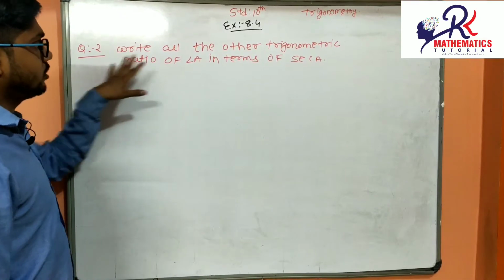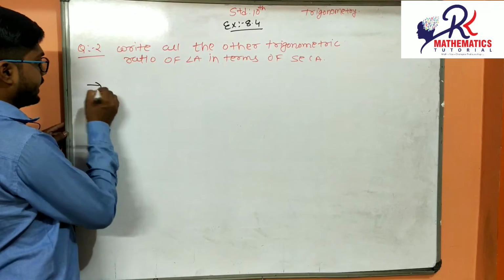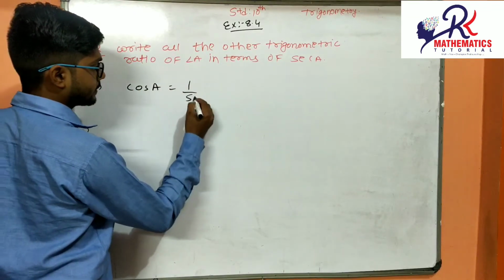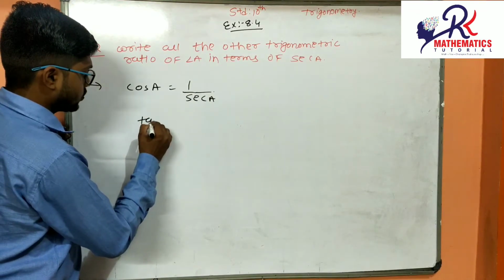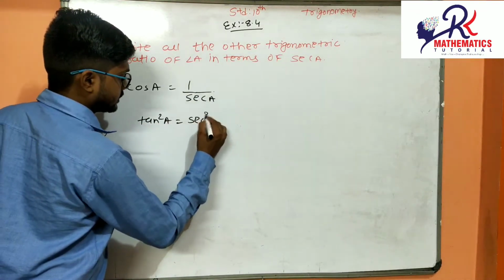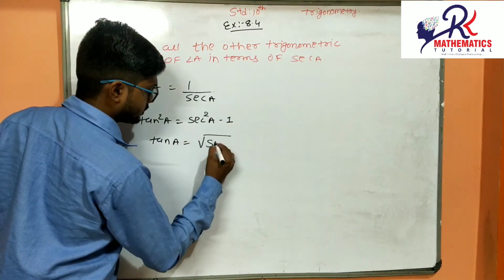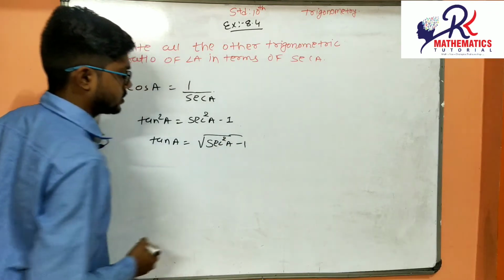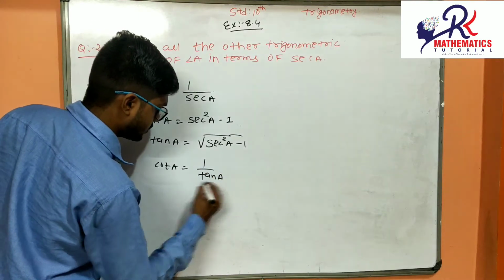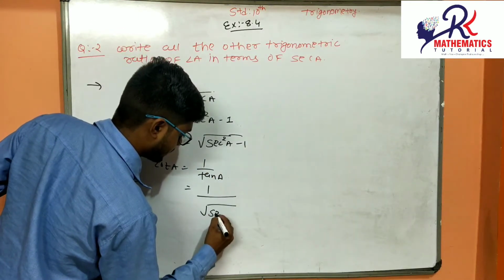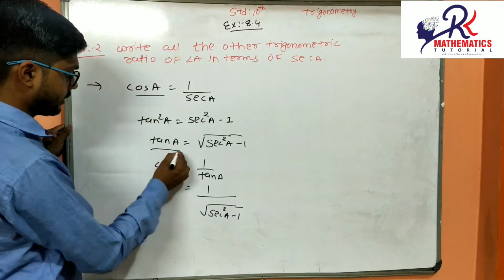Question second is: write all the other trigonometric ratios of angle A in terms of sec A. So first we write cos A, because cos is the inverse of sec. Now we know the identity, tan square A is sec square A minus 1. So tan A is the square root of sec square A minus 1. Now cot is the inverse of tan, so it is 1 upon the square root of sec square A minus 1. Here cos is completed, tan completed, cot completed.